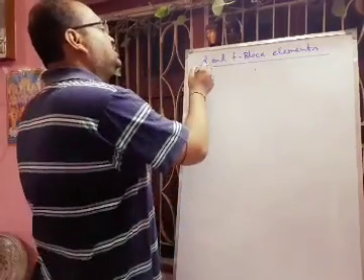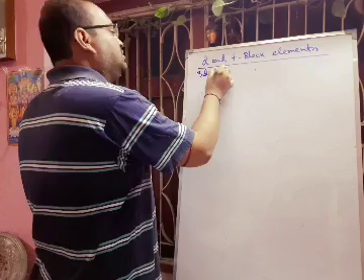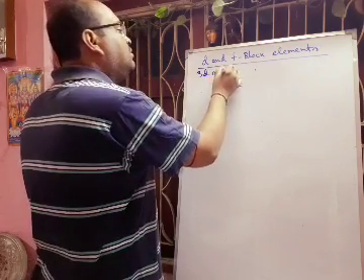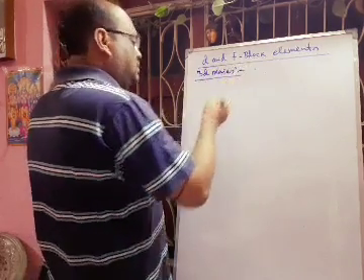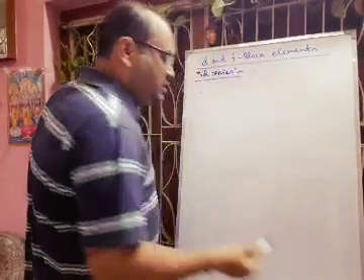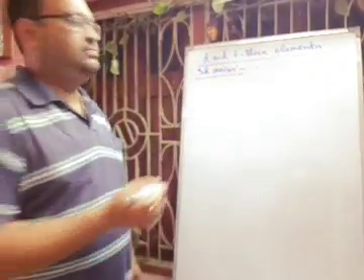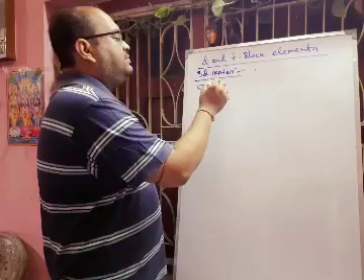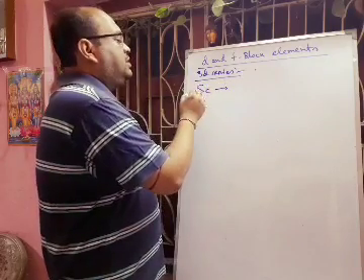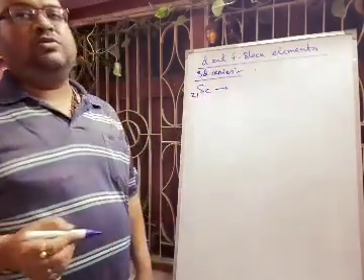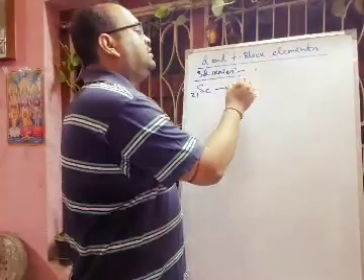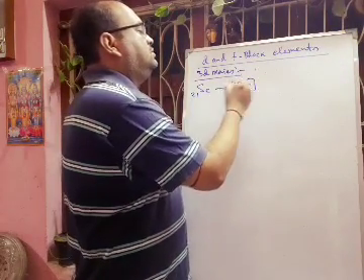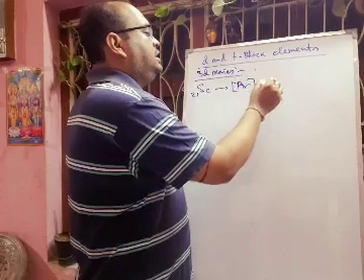The 3D series. In the 3D series, the first element is scandium. Scandium's total number of electrons is 21. So what will be the electronic configuration? Argon, then 3d1 4s2.